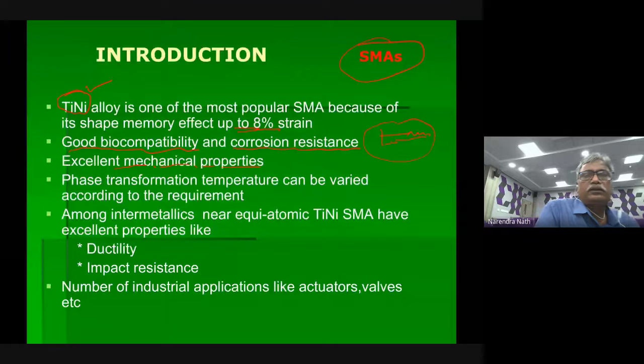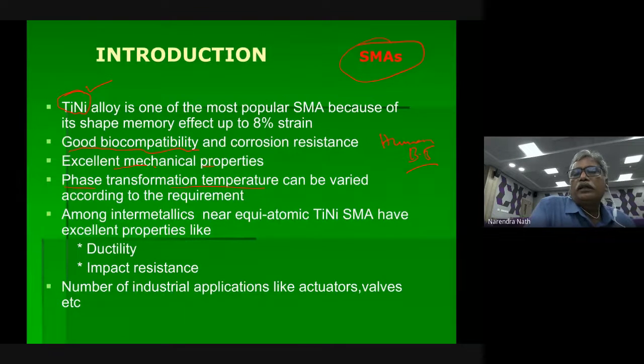Okay. So next is phase transformation. The phase transformation temperature can be varied according to the requirement. Suppose you are going to use it as a biomaterial. Naturally, biomaterial means human body temperature, whatever it is. For that you should tailor the material.